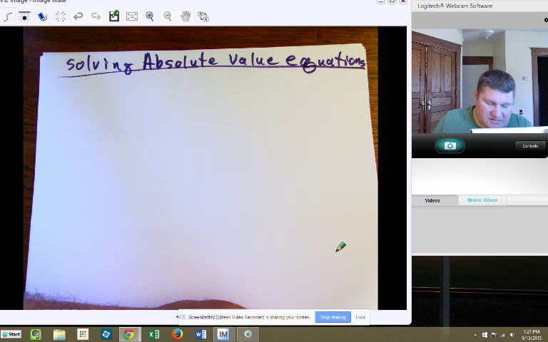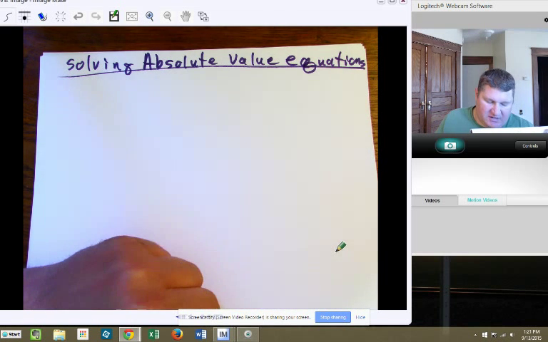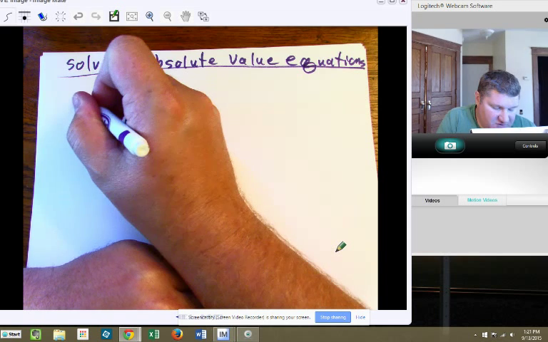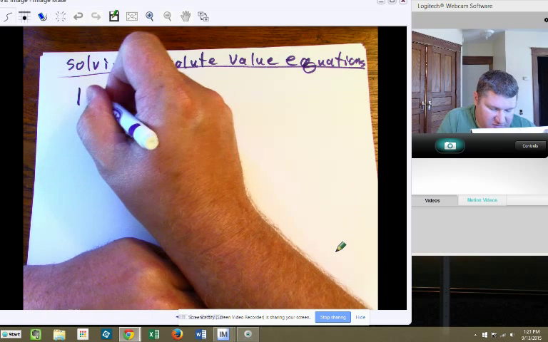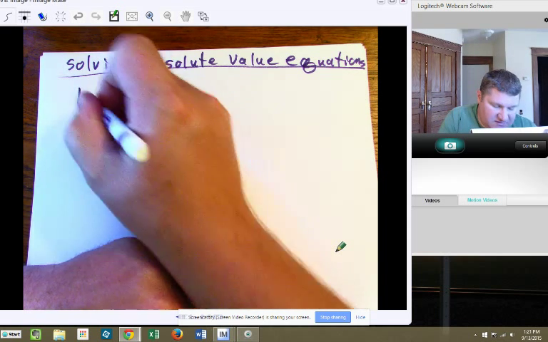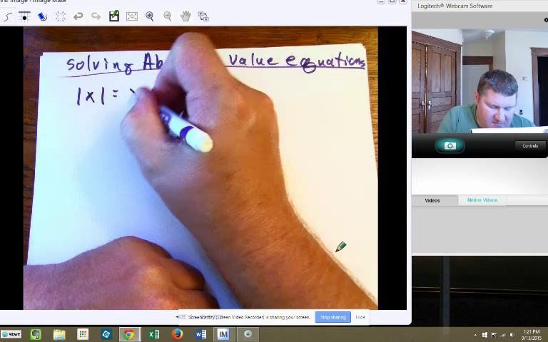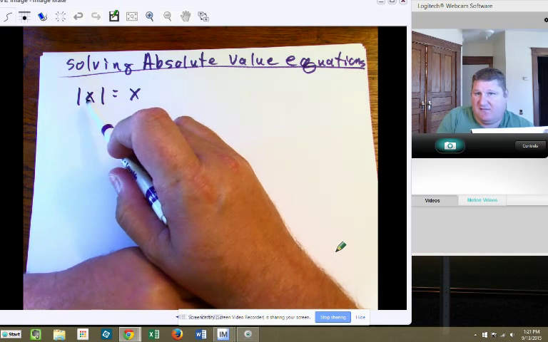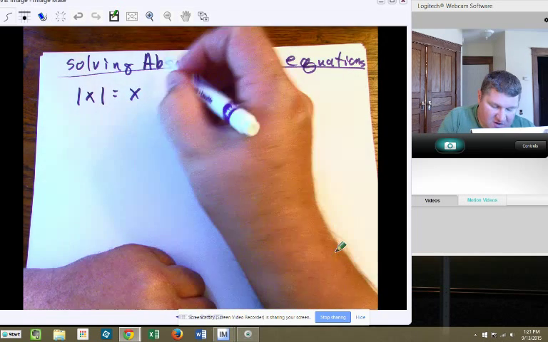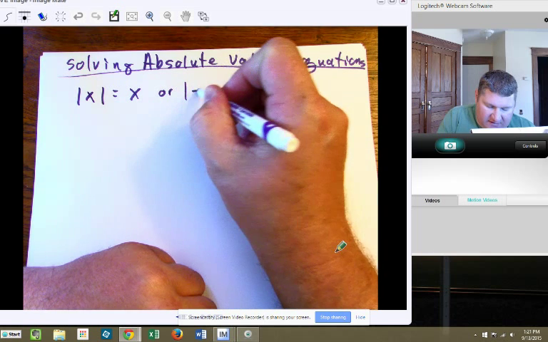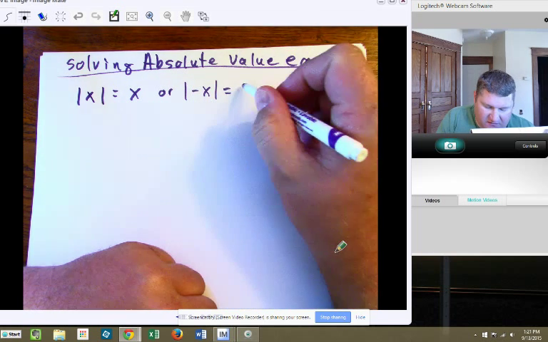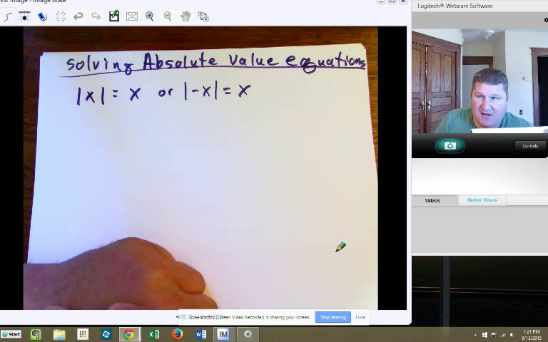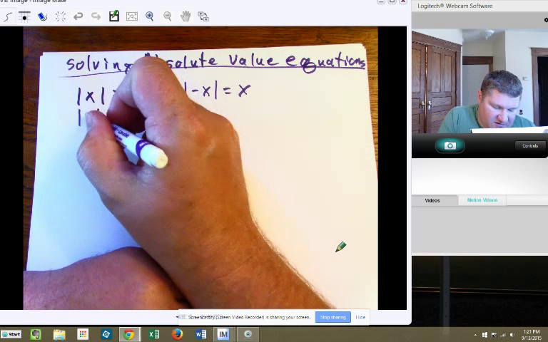Okay, ladies and gentlemen, let's take a look at solving absolute value equations. Just a reminder that the first thing we need to deal with absolute value equations is that absolute value takes whatever is inside and makes it positive. So if I have positive x, I will have positive x. If, on the other hand, I have the absolute value of negative x, my answer will again be positive x, because it takes whatever is inside and turns it positive.